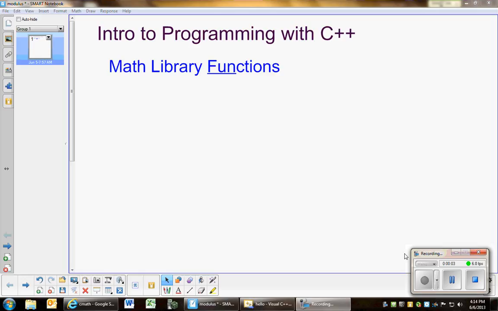Welcome back to Intro to Programming with C++. Today we're looking at using some math library functions.